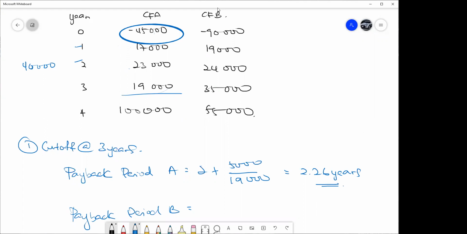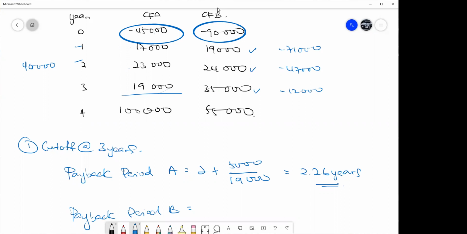Okay. As for cash flow B, initial investment is 90,000. All right. Year 1, again 90,000 minus 19,000 is 71K balance. 71K balance minus 24K. So it's 47K, negative 47,000. Year 3, 35,000. Okay, 47 minus 35 is still negative 12,000.